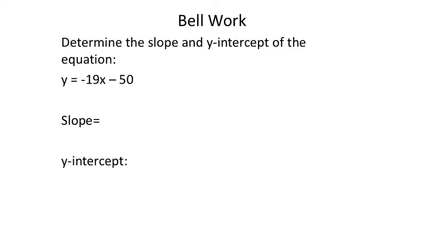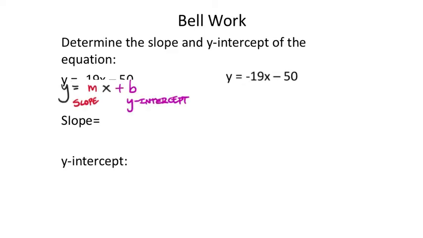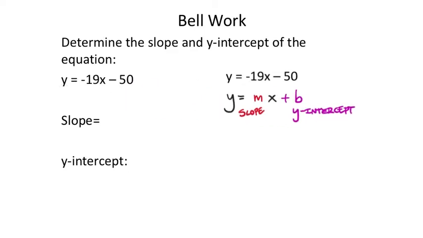All right, for this bell work, we have the slope-intercept form equation y equals negative 19x minus 50. All it tells us to do is find the slope and y-intercept. This is great news because it's already in slope-intercept form, which looks like this: y equals mx plus b.